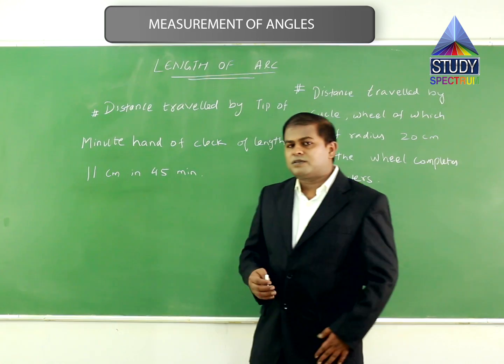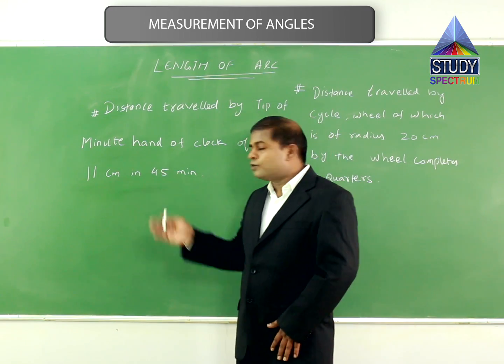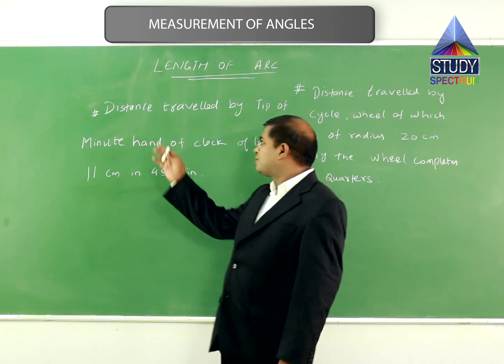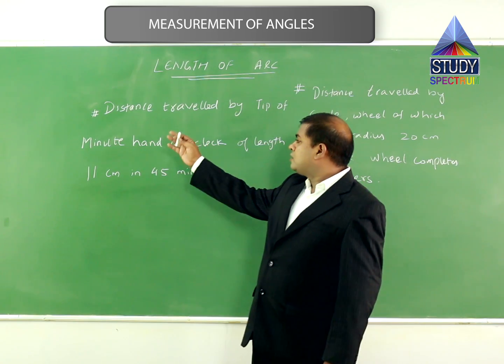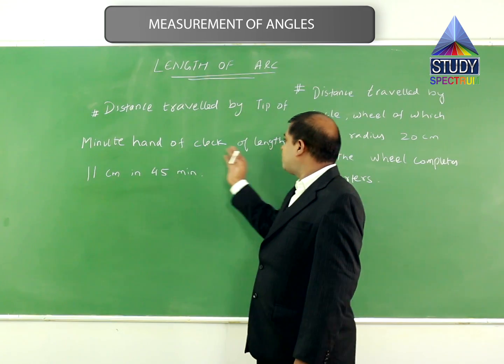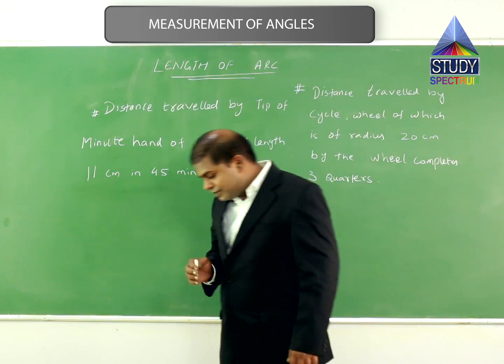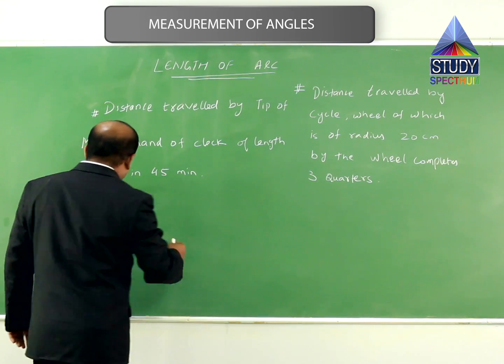Let's solve a few problems based on length of an arc. Here I have written 2 questions. Let's solve these. First one. The question is, what will be the distance travelled by the tip of the minute hand of a clock of length 11 centimeter in 45 minutes? So I'll draw a supporting figure.